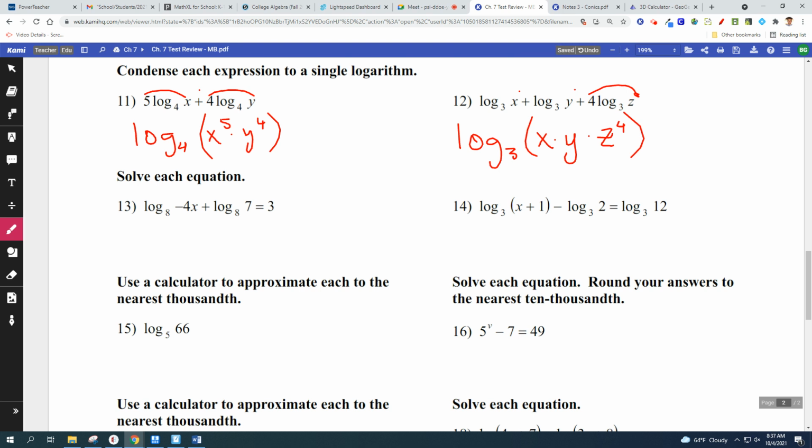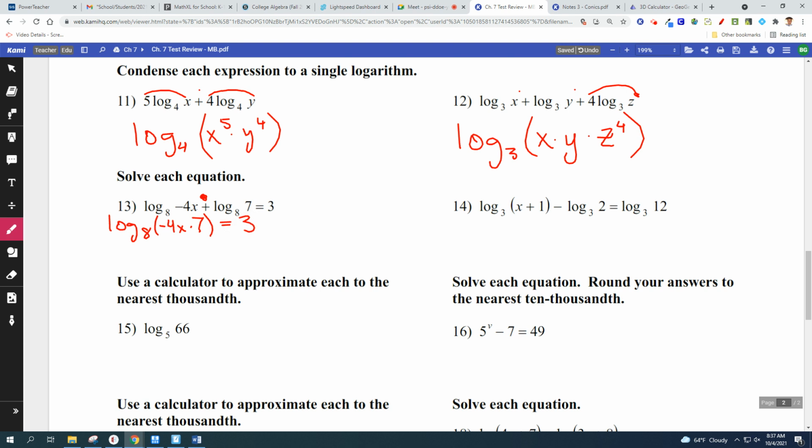We need those properties to solve number 13, solve this equation. If you're going to solve it, do not just delete the logs and ignore them. If you've got 2 logs, you're going to have to put them together using those properties. I know that log plus log is going to change to times, so that's going to be log base 8 of negative 4x times 7 equals 3.